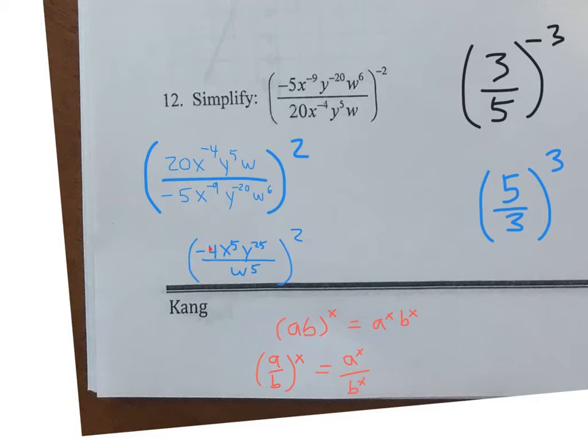So let's just get this over with. Negative 4 squared, what's that? Well, that's 16. So it's going to be 16. X to the 5th raised to another power of 2. Well, you keep the base, multiply the exponents. That's going to be x to the 10.